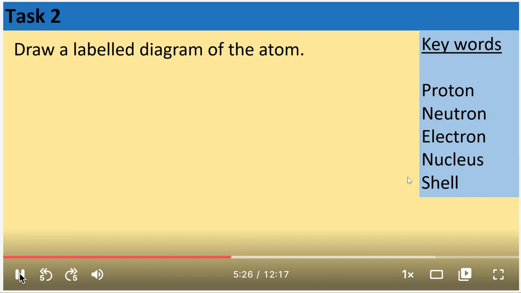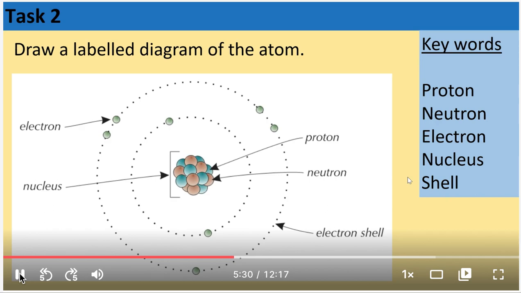Okay, so again, grab your different coloured pen, and you should have had something very similar to this. You've got your nucleus in the middle, which contains your neutrons and your protons. And then you've got your electrons orbiting around the nucleus in their electron shells. Now, extra marks if you managed to put on that the protons are positive, the electrons are negative, and the neutrons, you should have left them neutral.